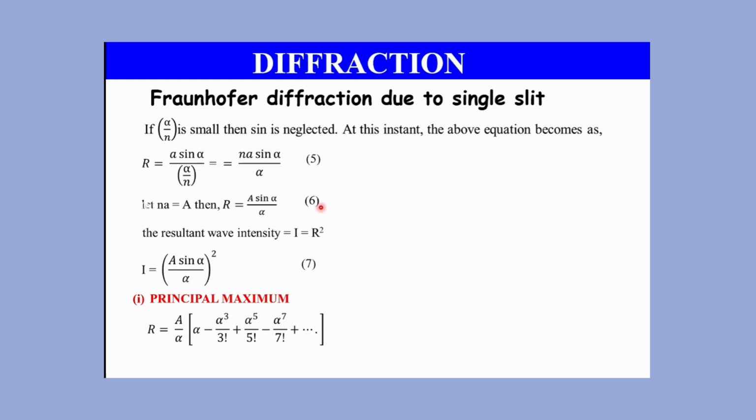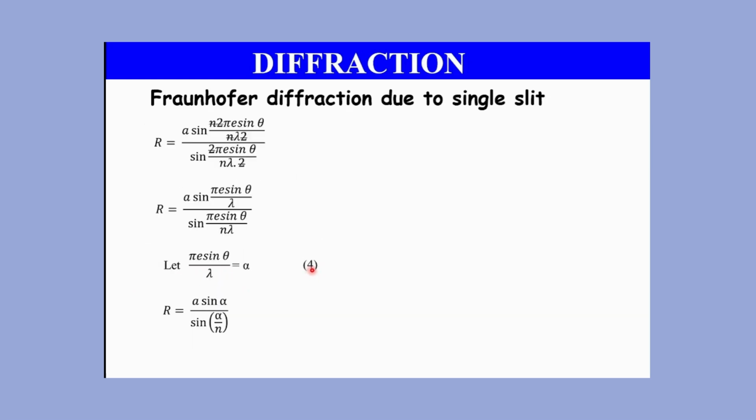Now we know the relation between the intensity and amplitude. I is equal to R square. Now in this equation, in the place of R, substitute this equation number 6. So the resultant wave intensity I is equal to A sin alpha by alpha whole square, equation number 7. Now we have to get conditions for the principal maximum.